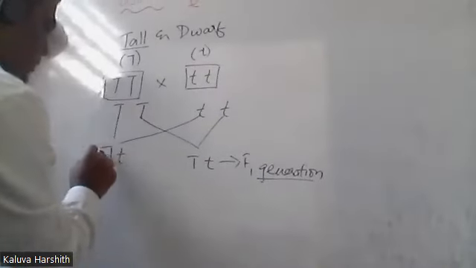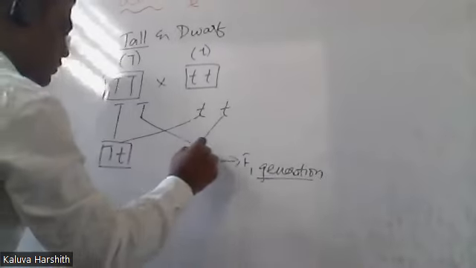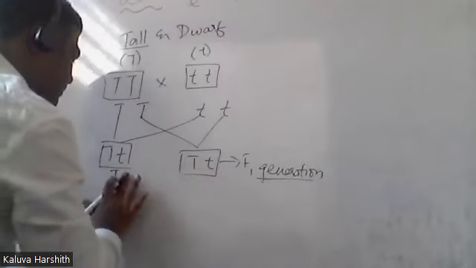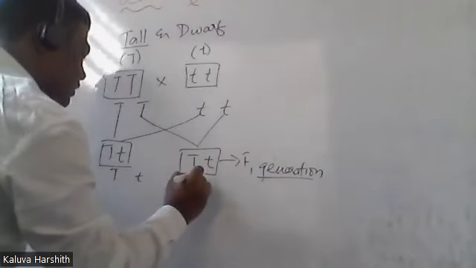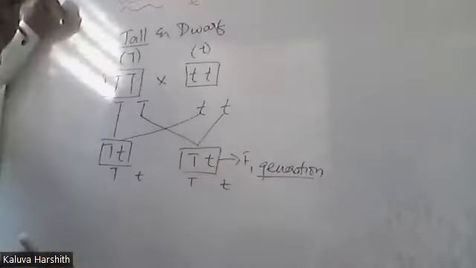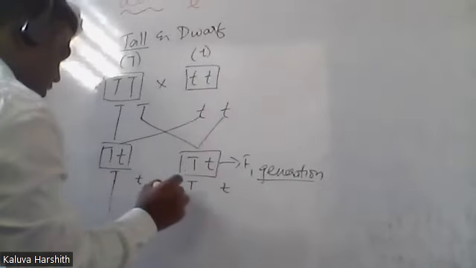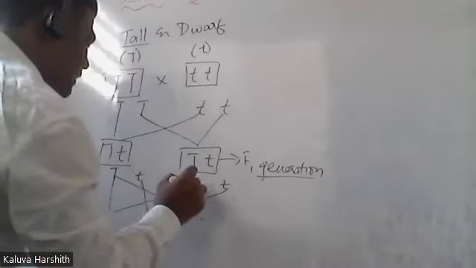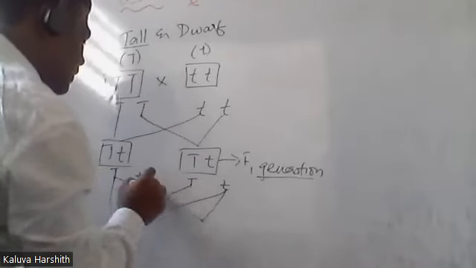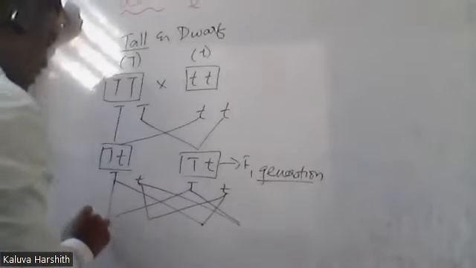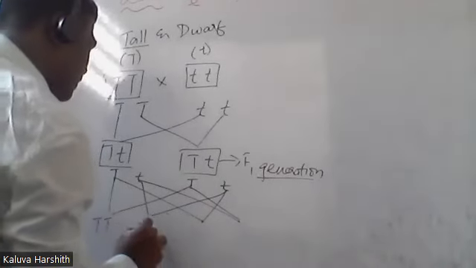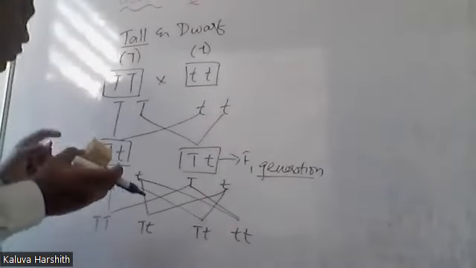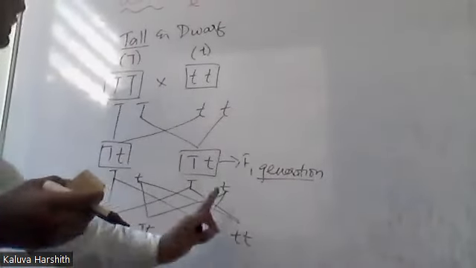Now next, when you cross, suppose I am taking these two F1 characters, capital T, small t. When these two are crossed, capital T, small t, capital T, small t, you get TT, Tt, Tt, tt. Now, this is looking too clumsy.